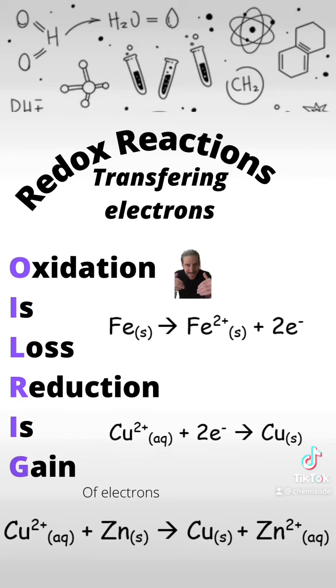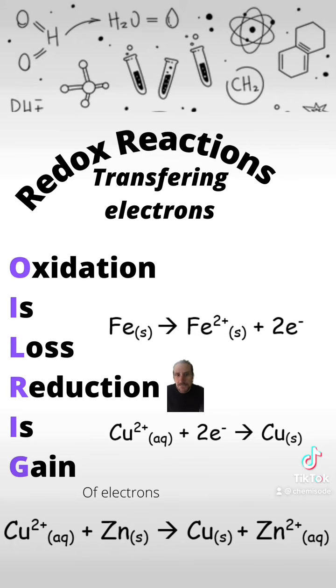We can see that in the example below, where my iron, as it is solid, has no charge whatsoever. When it loses its electrons, so electrons over there are a product, it becomes positively charged because it's lost 2 electrons, which is 2 units of negative charge. So therefore, if you're seeing something's being oxidized, it's increasing in charge.